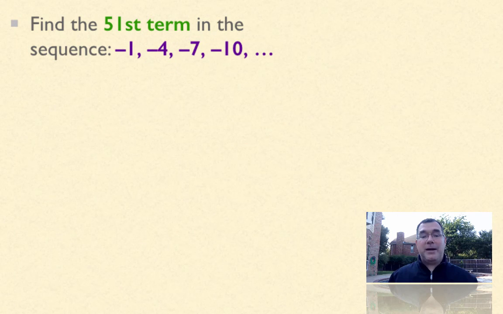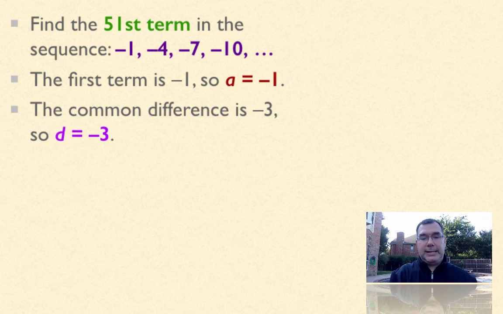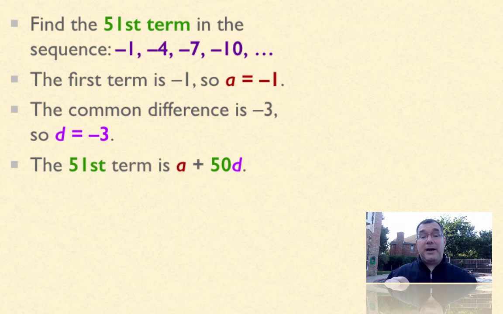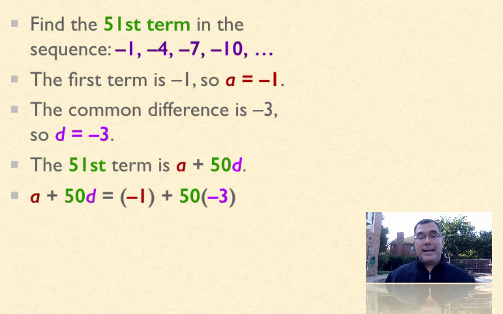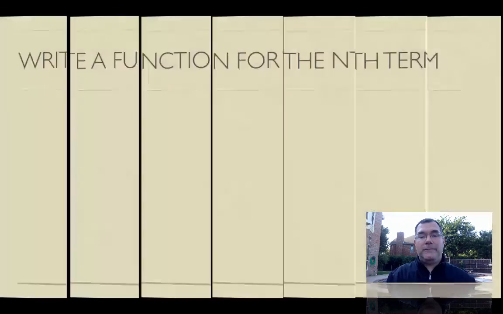Okay, if I wanted to find the 51st term of this sequence right here, I need to know the first term, which is -1. I can read that. And then to get from -1 to -4, or from -4 to -7, or any of the others, I have to go down by 3. So the common difference is -3. So to find the 51st term, I need to do A plus 50 times D. And that's going to give me -1 plus 50 times -3. And that is -1 minus 150. That gives me -151. So the 51st term is going to be -151.